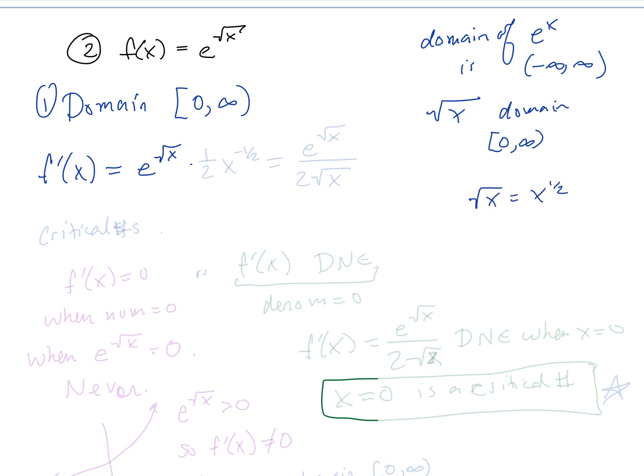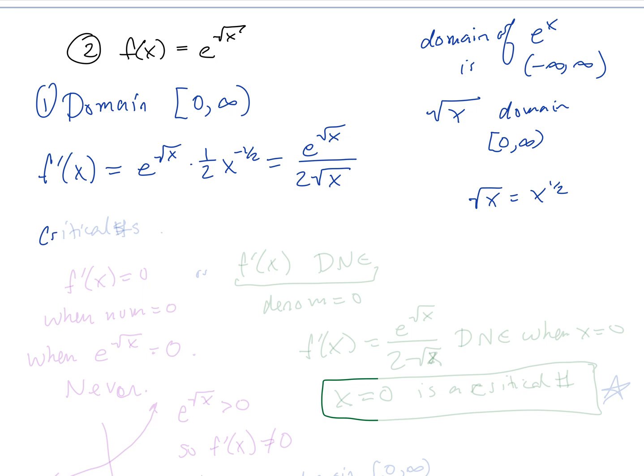So the derivative of x to the 1/2 is 1/2 x to the negative 1/2. We can now rewrite f prime of x as e to the square root of x divided by 2 times x to the 1/2. The negative exponent brings x to the denominator, and the 1/2 power is a square root. So this is 2 square root of x in the denominator, and that is our derivative.